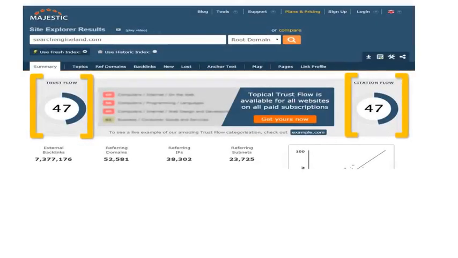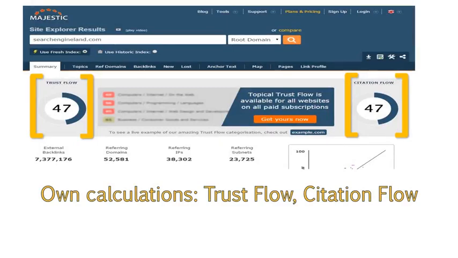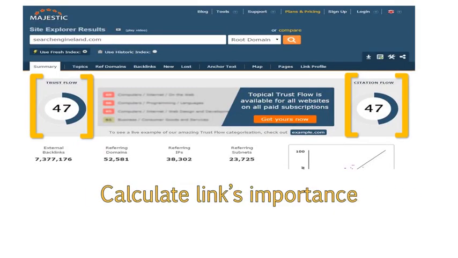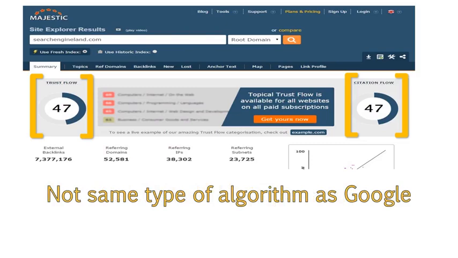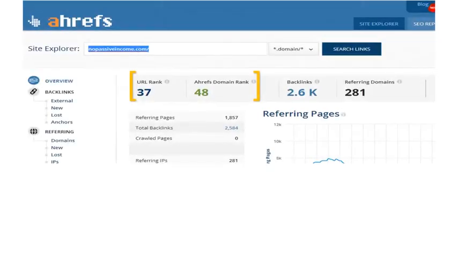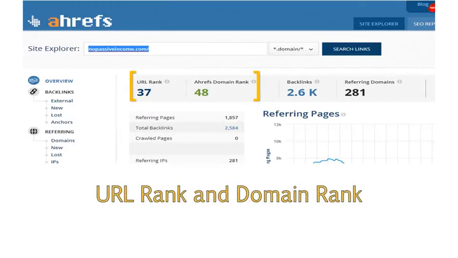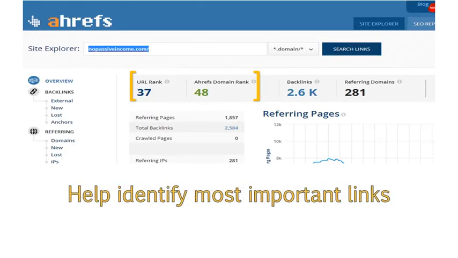For Majestic SEO, they have their own calculations called trust flow and citation flow. These are also meant to be calculations of the importance of a link. They're not calculated by the same type of algorithm as Google uses, but they still can be very valuable in helping you understand when one link is more important than another. And then Ahrefs also has their own measurements. One's called URL rank, and then they also have a domain rank, as you can see here. Very similarly, these are used to help you understand which links are most important.